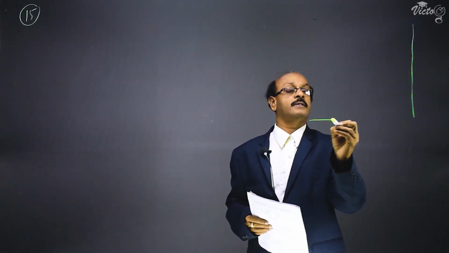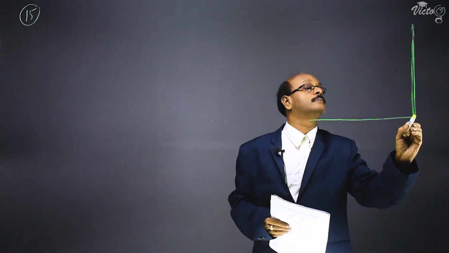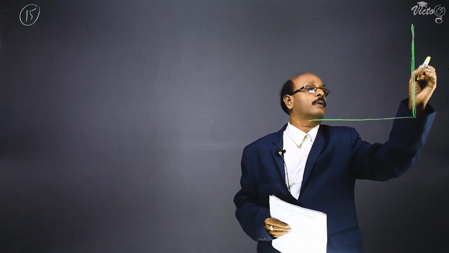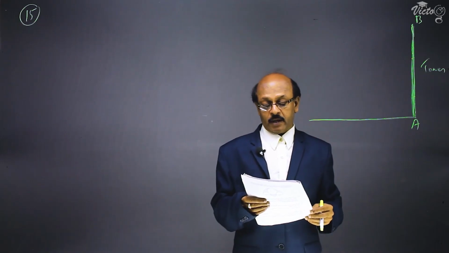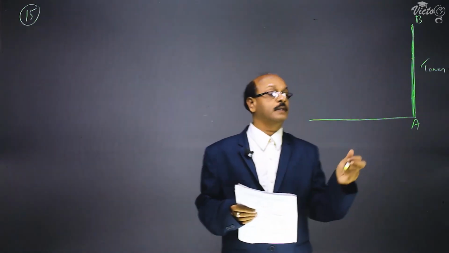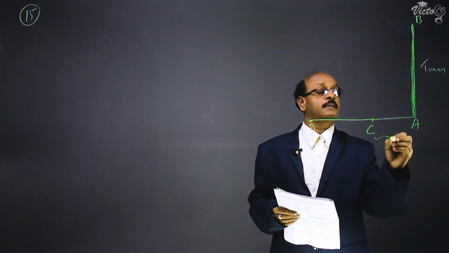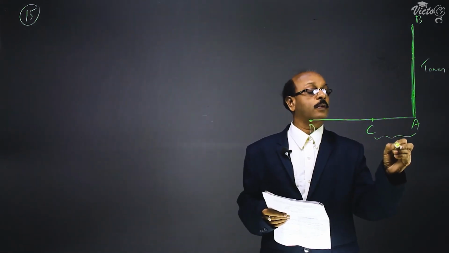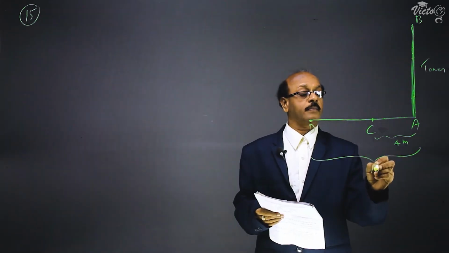On a straight line passing through the foot of a tower. Let this be the tower, and here it is the horizontal. Name it as AB. 2 points C and D are at distances of 4 meter and 16 meter. Here it is C and here it is D. The distance CA or AC is given as 4 meter and DA or AD it is given as 16 meter.